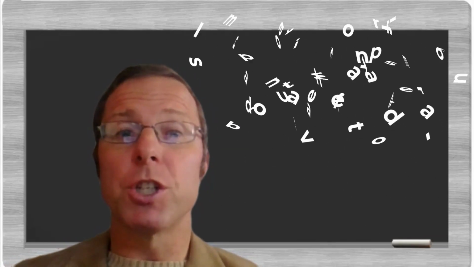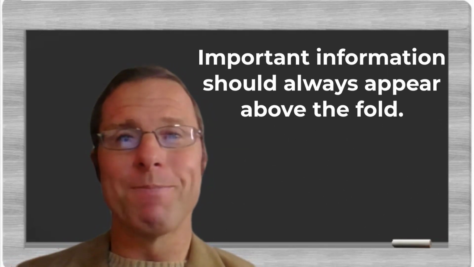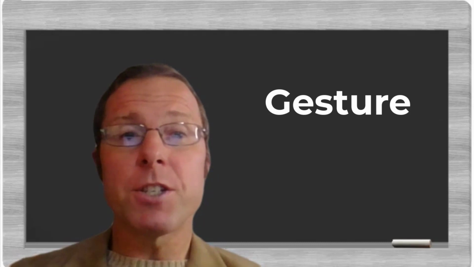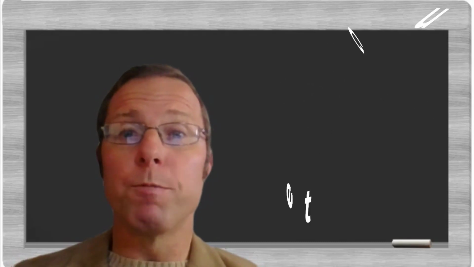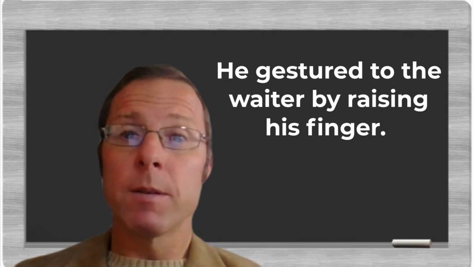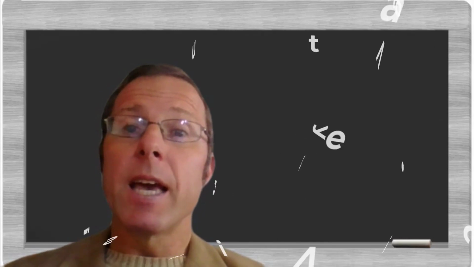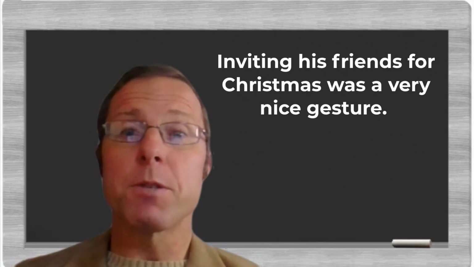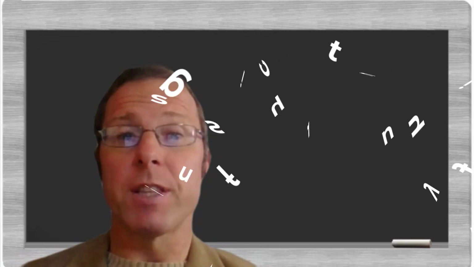So if you wanted to use this word in a sentence, you could say, important information should always appear above the fold. Our next word is gesture. Gesture has two meanings. Gesture can mean a movement of the body, or perhaps your hands or your arms, or it can be something that is done or said. So, for example, we might say, he gestured to the waiter by raising his finger. Or we might say, inviting his friends for Christmas was a very nice gesture.